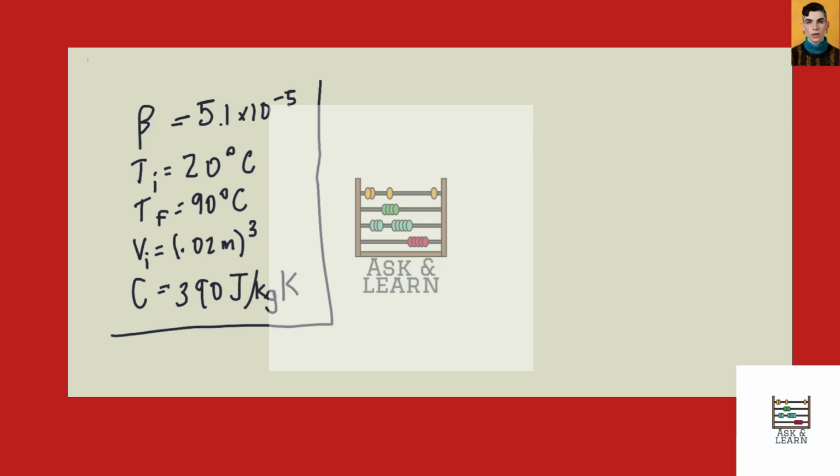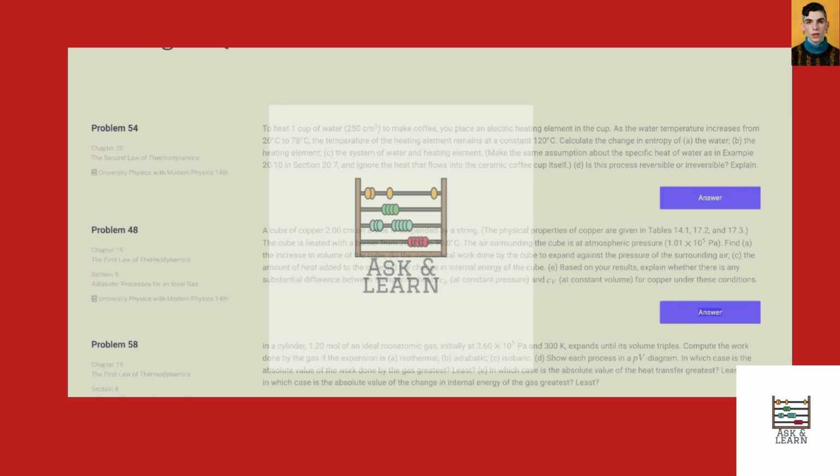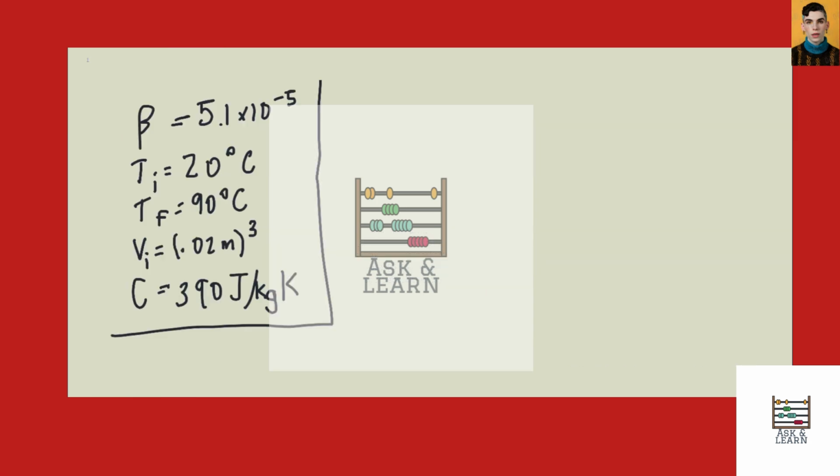Okay, so this problem is about a copper cube that is heated, and the question asks a few things about energy. I think the crux of the problem is found in part E, where they ask, is there any difference between the specific heat capacity at constant pressure and constant volume? So we kind of want to move towards addressing that question.